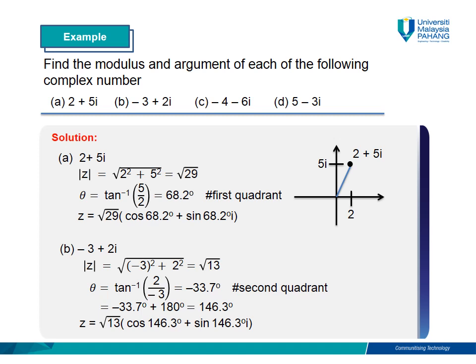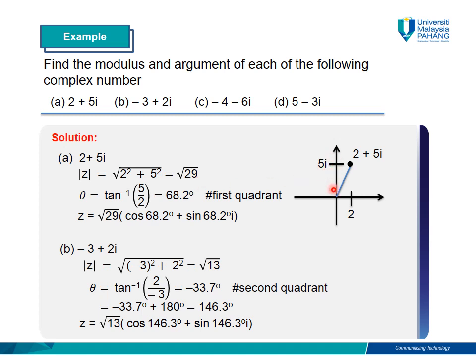So let's look at the example. Find the modulus and argument of each of the following complex numbers. The first one, we need to find the modulus and argument of 2 plus 5i. We know that modulus z is equal to the square root of x squared plus y squared. Then we get square root of 29 here. And then the argument, arg z.